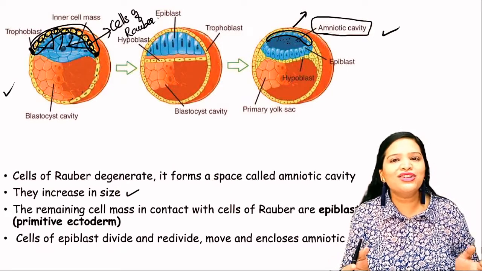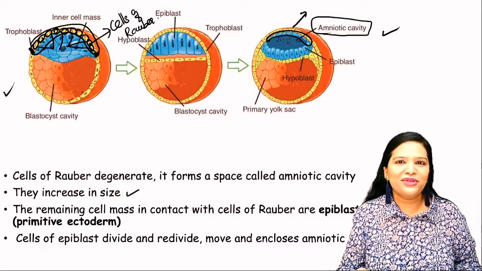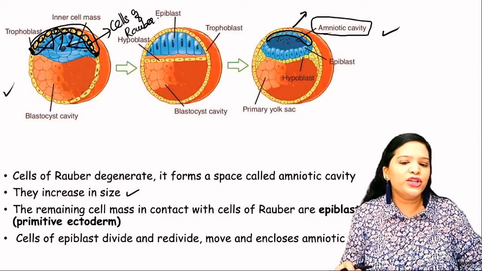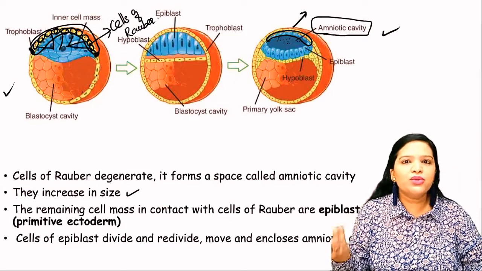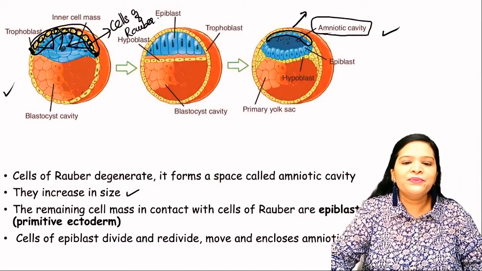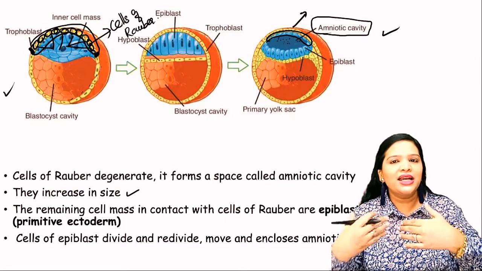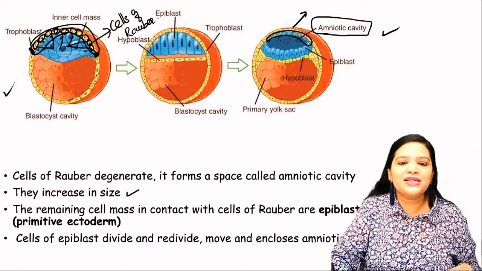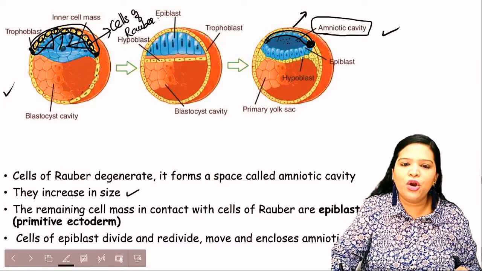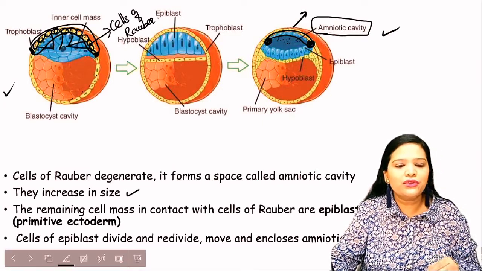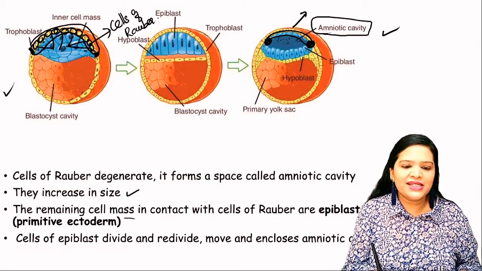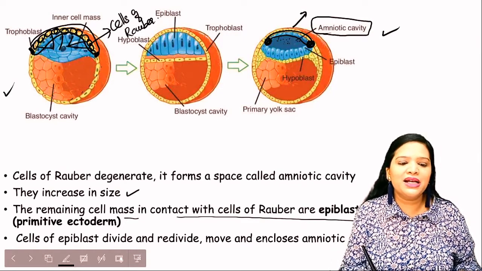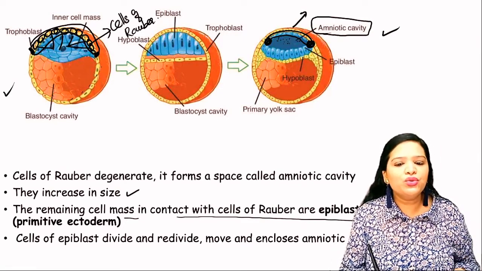It gives like a cushion-like structure for the growing embryo. Right, now the next germ layer to be formed is the ectoderm. So what is ectoderm? See here, the cells of Rauber degenerated and formed the amniotic cavity. There will be some remaining cells of Rauber here in the corners. These remaining cell mass in contact with the cells of Rauber are called the epiblast. The epiblast is the primitive ectoderm.